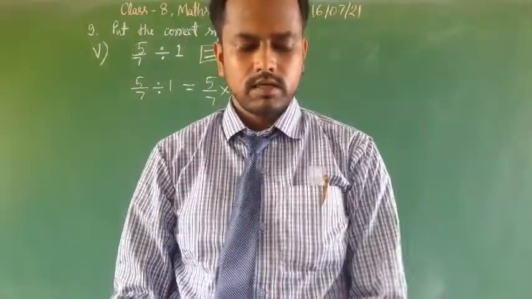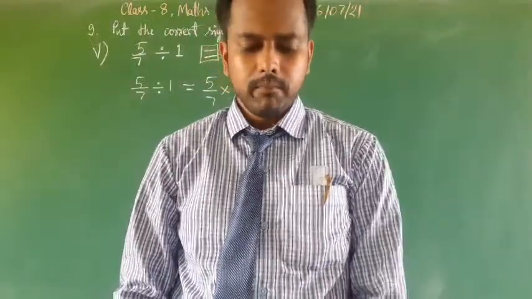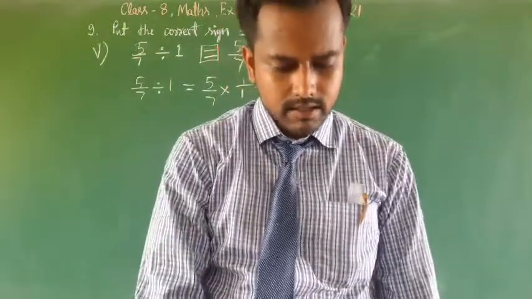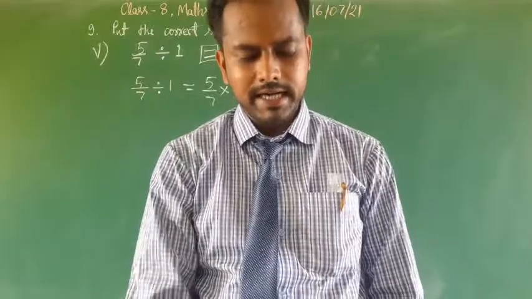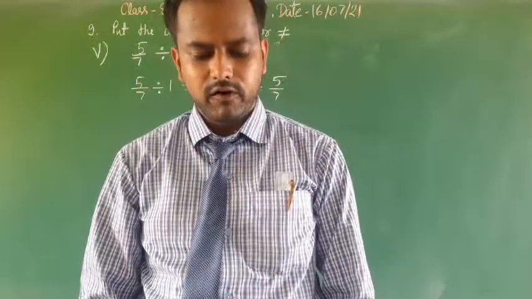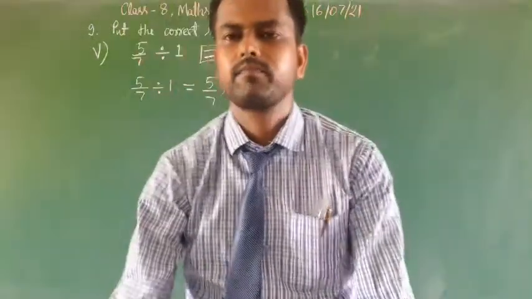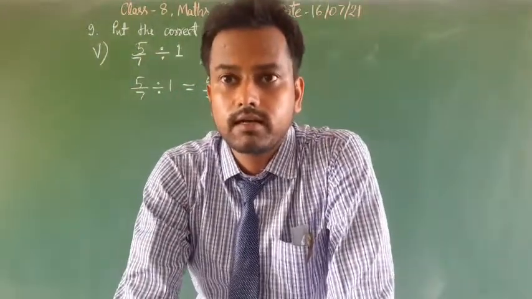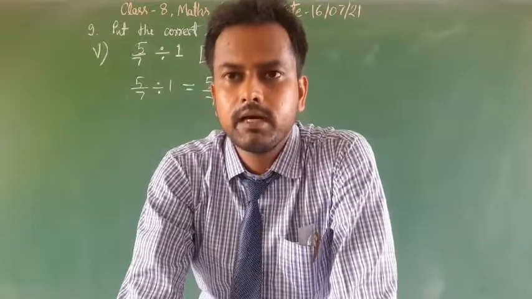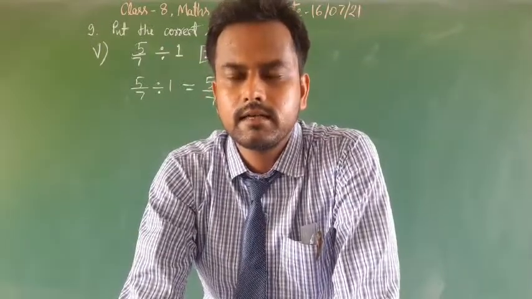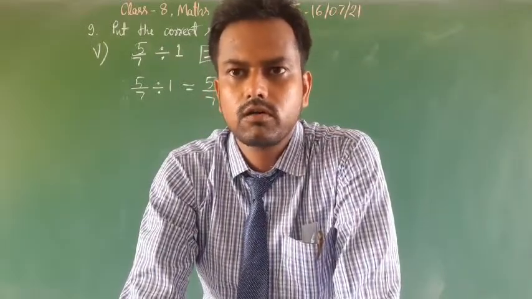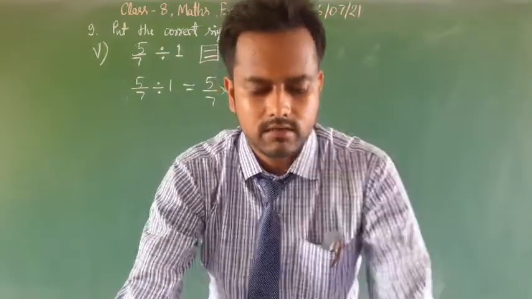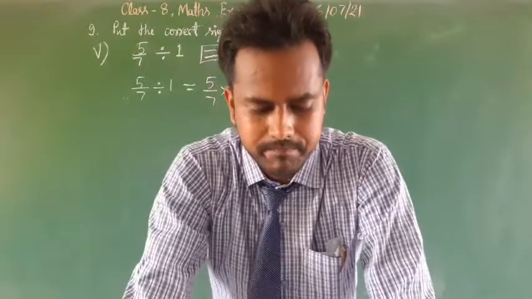Second, 0 is the multiplicative identity for rational numbers. No. 1 can be multiplicative identity in multiplication, but 0 not. 0 is additive identity. So second statement is false.